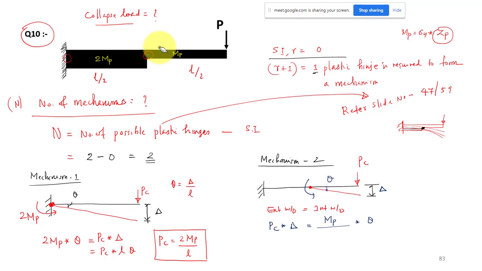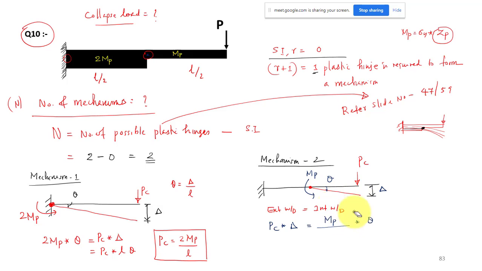I will explain this in the case of frames in detail, with examples. So if you have a change of cross section and the plastic hinge has two values for MB, you have to take always the least value. That means this would be MB. So this is the final equation: PC delta, the external work done, is equal to MB into theta.